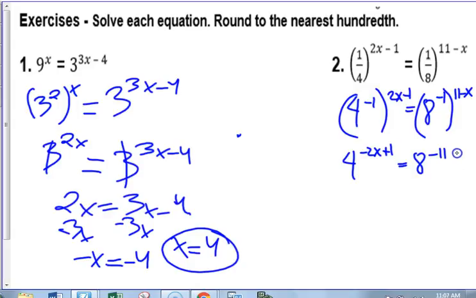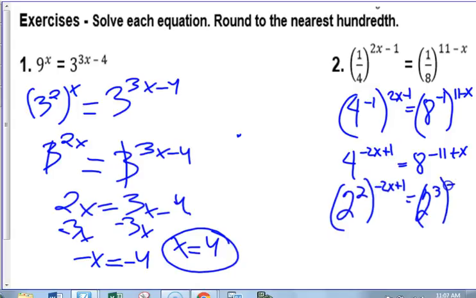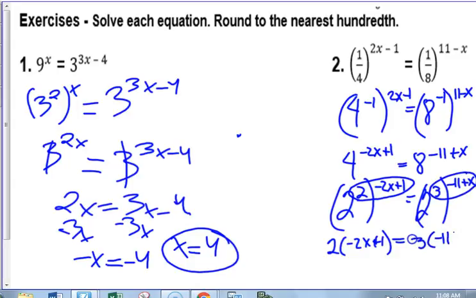All right, but there's still not a common base. Now the base would be 2. Okay, so this one would be a 2 squared. All right, so now we can get rid of the bases as long as we do what up here? Multiply. 2 times negative 2x plus 1. And you didn't have to do it that way. I was just trying to make sure everybody understood where the negative came in. Equals, over here we have 3 times negative 11 plus x.